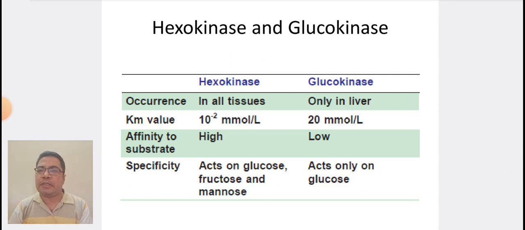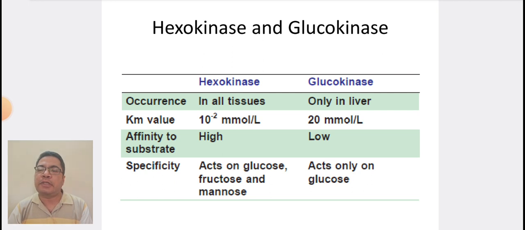In this table, we can see hexokinase versus glucokinase. Regarding occurrence, it is in all tissues in hexokinase, whereas it is present only in liver in case of glucokinase. Regarding Km value, it is 10 raised to minus 2 millimole per liter in hexokinase, whereas it is 20 millimole per liter in glucokinase. Regarding affinity to substrate, it is high in hexokinase, whereas it is low in glucokinase.